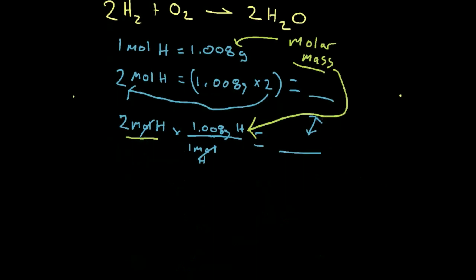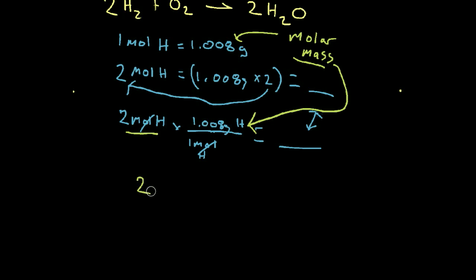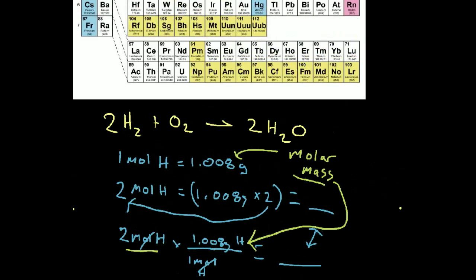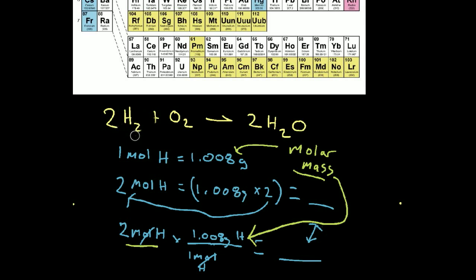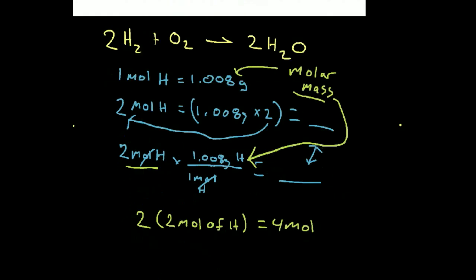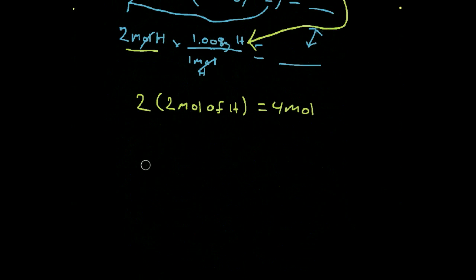Because if we have 2 sets of 2 moles of hydrogen, that's going to equal 4 moles total, right? So these 2's right here multiply by each other. It's actually 4 moles of hydrogen. So we can write it out using dimensional analysis even. We can say, well, we've got 4 moles of hydrogen.